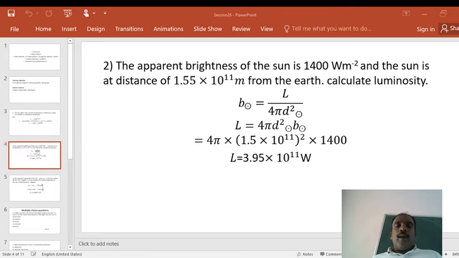Similar problem: the apparent brightness of the sun is 1200 watt per meter square, and the sun is at a distance of 1.55 into 10 to the 11 meter from the earth. Calculate its luminosity. Here B naught and D naught are given, so the luminosity can be calculated. This is how to develop the problem solving skill.